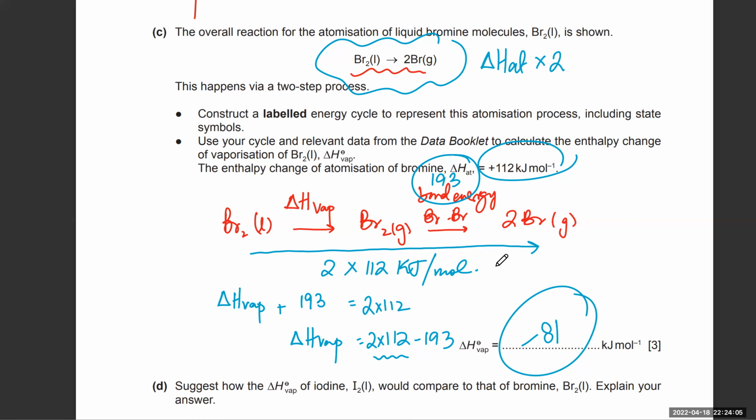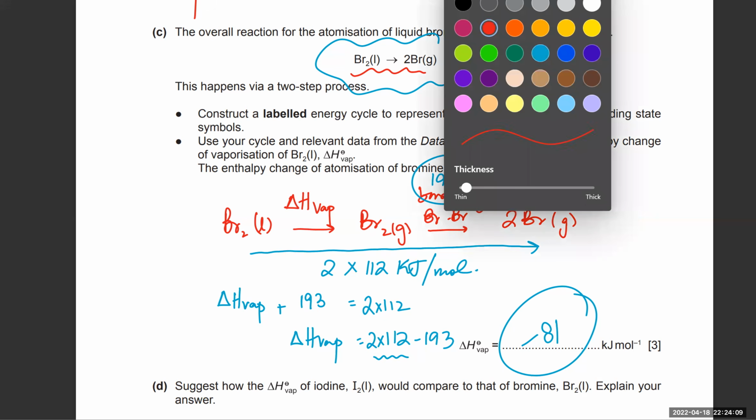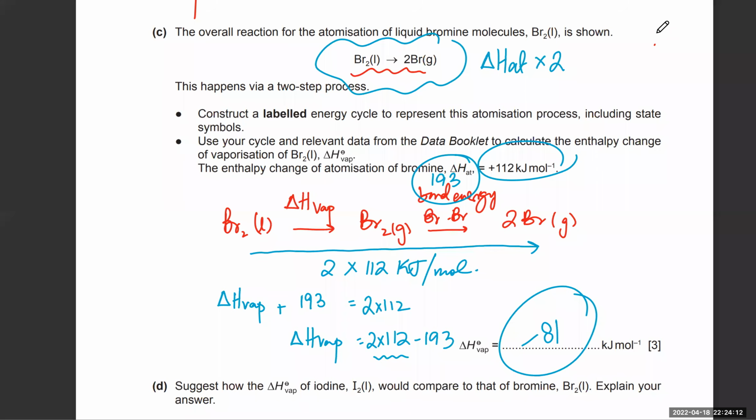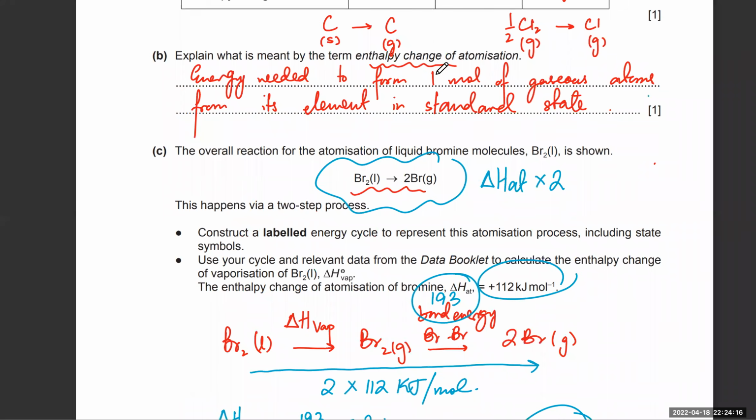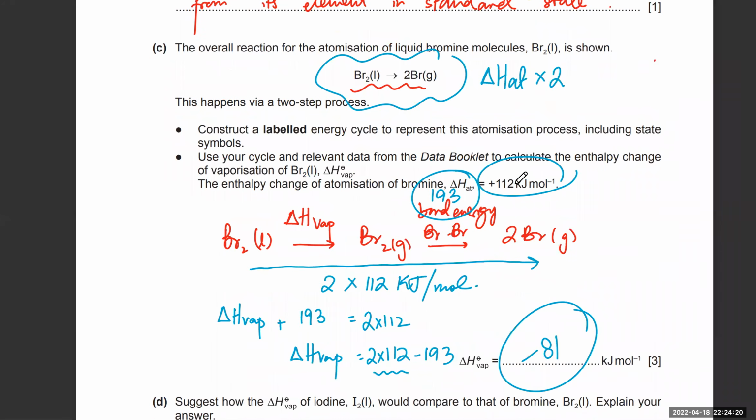Is this clear? There are 2 bromine molecules, I mean, they're given 2 bromine molecules. No, by definition, enthalpy change of atomization is the energy needed to form 1 mole of gaseous atoms. So when they wrote 112 as the enthalpy of atomization, that is for 1 mole of bromine. In this case, you're making 2 moles of bromine. So this entire thing is basically 2 times the enthalpy of atomization. Is that clear?